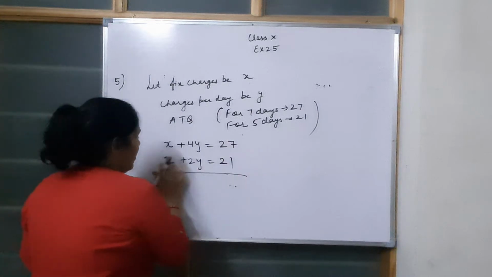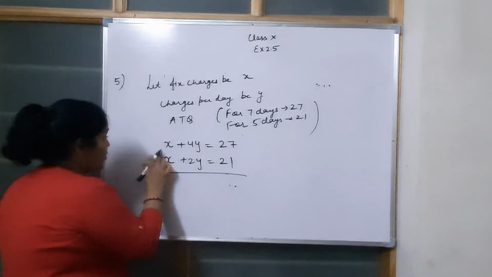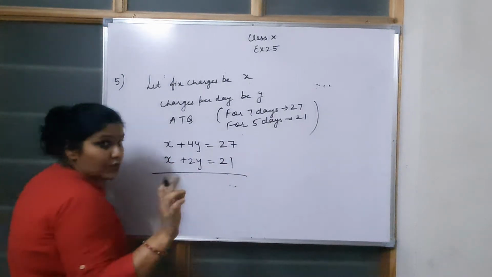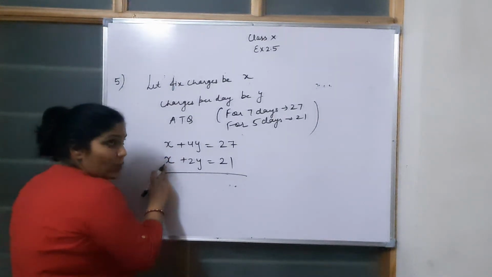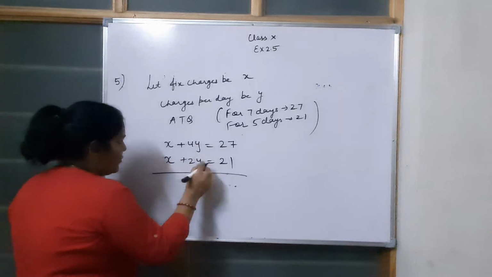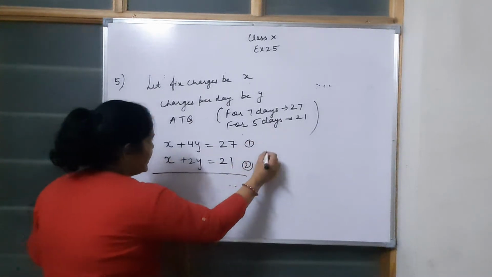These are plus, this is also plus. It means we cannot just add it. We have to subtract. We want the opposite signs of coefficients of x. Then only the x will get cancelled out. So what am I going to do? I am going to subtract 1 minus 2.